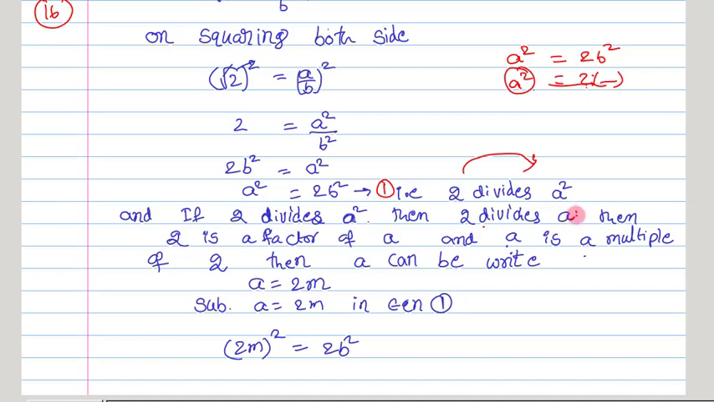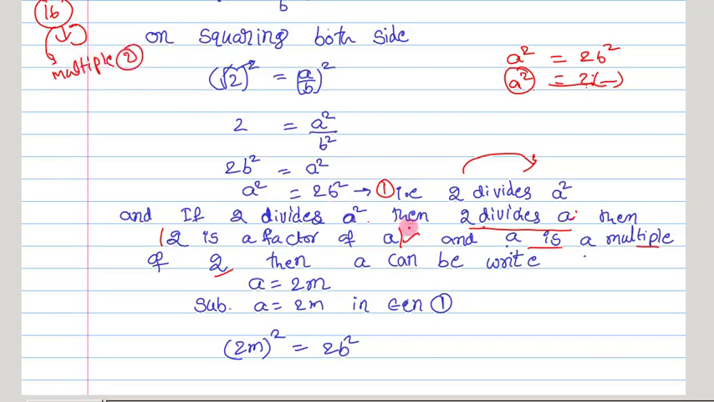This is a theorem. There is a theorem in your class 10, and by using that theorem we can say that 2 divides a. Then, if 2 divides a, 2 is a factor of a, and a is a multiple of 2. Just like 16: 2 divides 16, so 2 is a factor of 16, and 16 is said to be a multiple of 2.